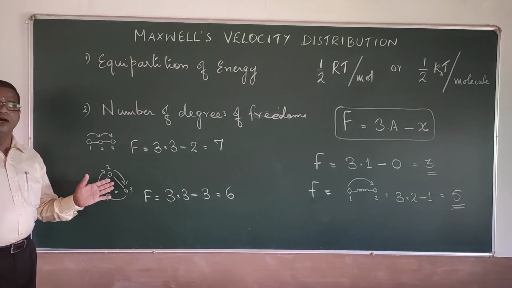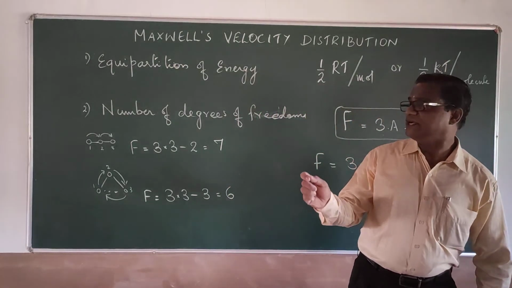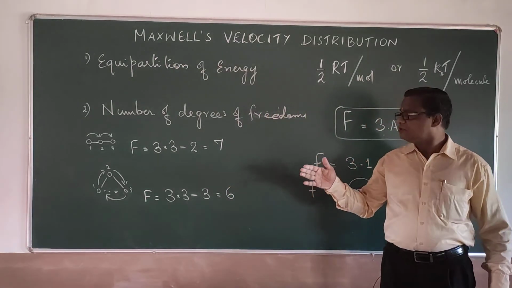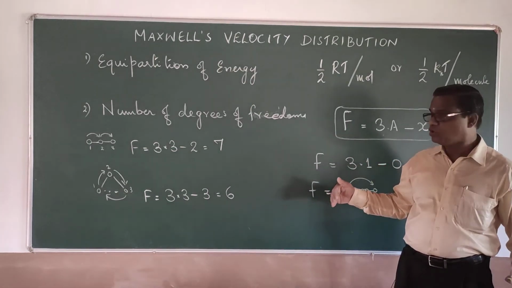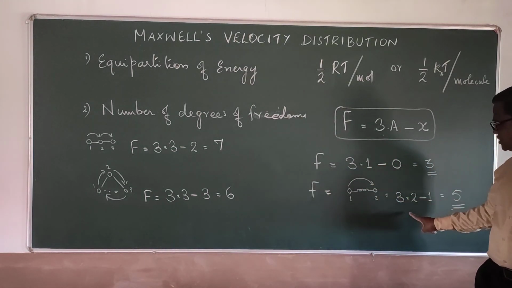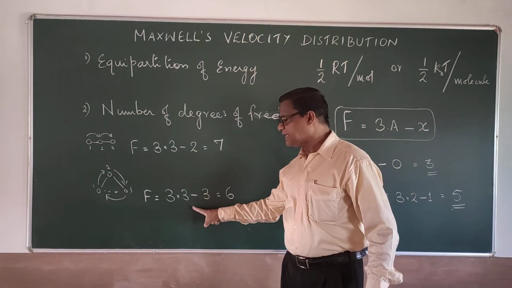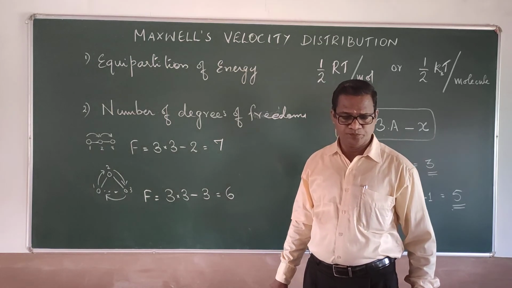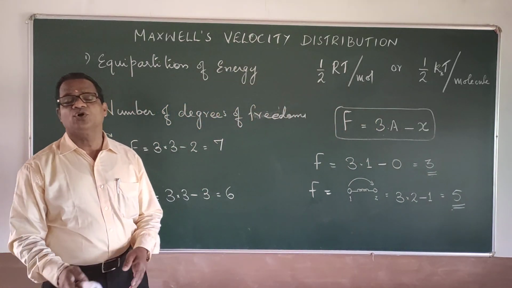So this is how we are finding the number of degrees of freedom for the different types of gases: monatomic, diatomic, triatomic linear and triatomic non-linear. So these values are important for calculating the adiabatic constant of the gas.